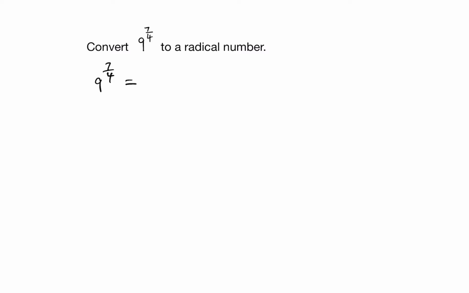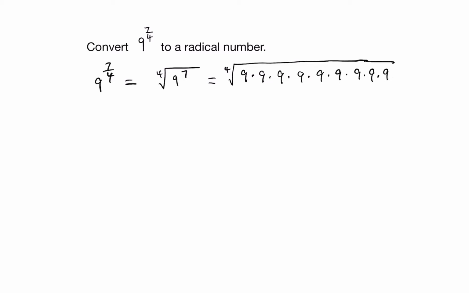Okay, so we're going to convert 9 to the 7/4 power to a radical number. All right, so as we know from the previous example, this is going to be the 4th root of 9 to the 7 power. Now, if we're going to simplify this, this is really the 4th root of 9 times 9 times 9 times 9 times 9 times 9 times 9. A total of 7 times. 1, 2, 3, 4, 5, 6, 7.